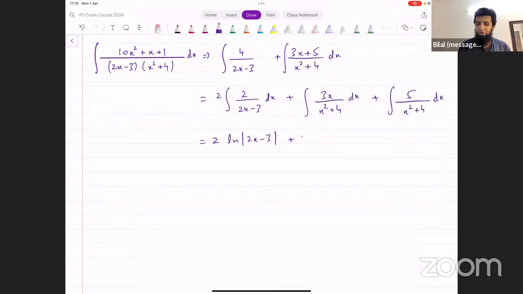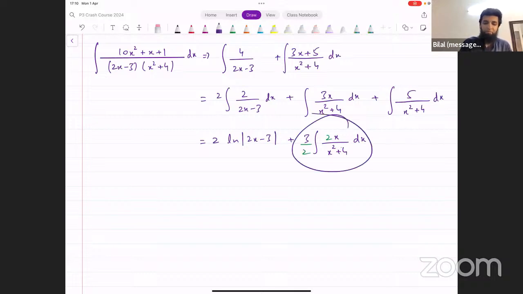Now, what about the first one? We can write 3 outside. Remember, in the numerator, we need 2 times x. Okay. So we can write 3 outside. You are left with x over x squared plus 4 inside. We can multiply by 2 inside, divide by 2 outside to balance that. Now this becomes the ln form. And you have 5 into 1 over x squared plus 2 squared.